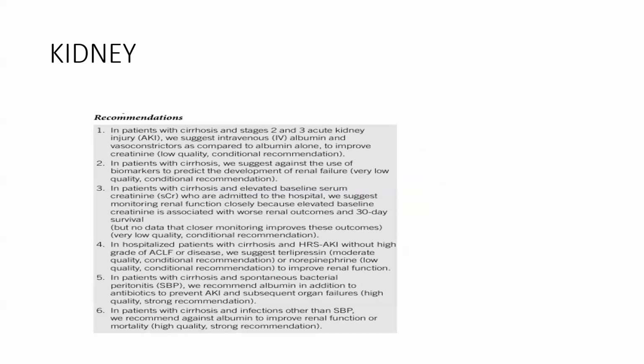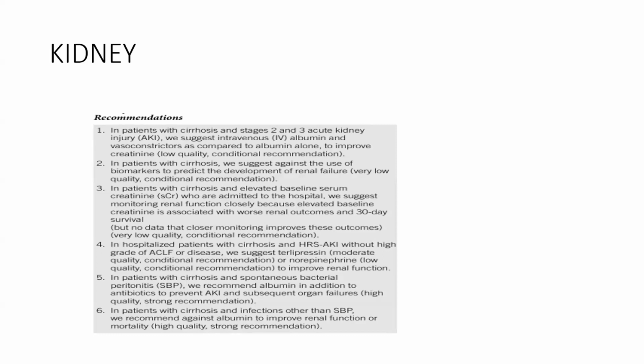In patients with cirrhosis and stage 2 and 3 acute kidney injury, we suggest intravenous albumin and vasoconstrictor as compared to albumin alone to improve creatinine. In patients with cirrhosis, we suggest the use of biomarkers. We suggest against the use of biomarkers to predict the development of renal failure.